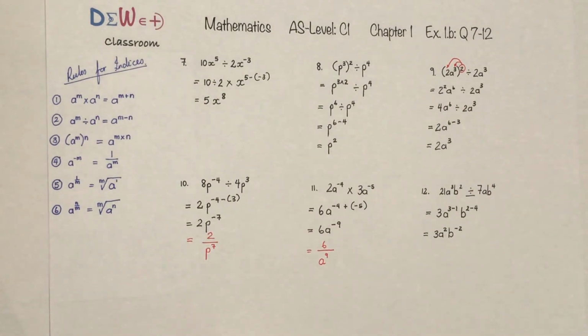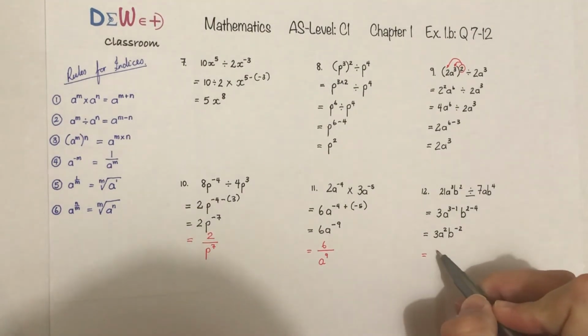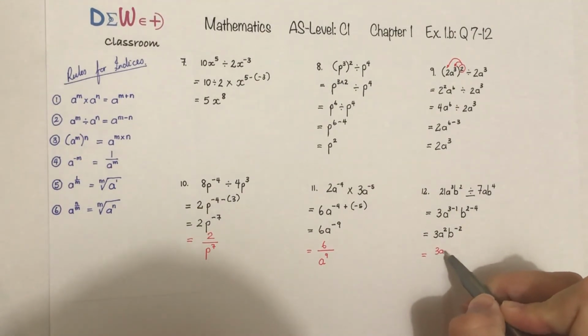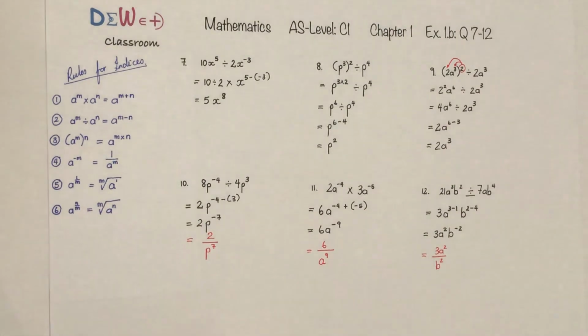And once again, just if you have to write all your indices as positives, we will have this as follows: 3a squared in the numerator position, and b squared, you can see we changed it to a positive, in the denominator position.